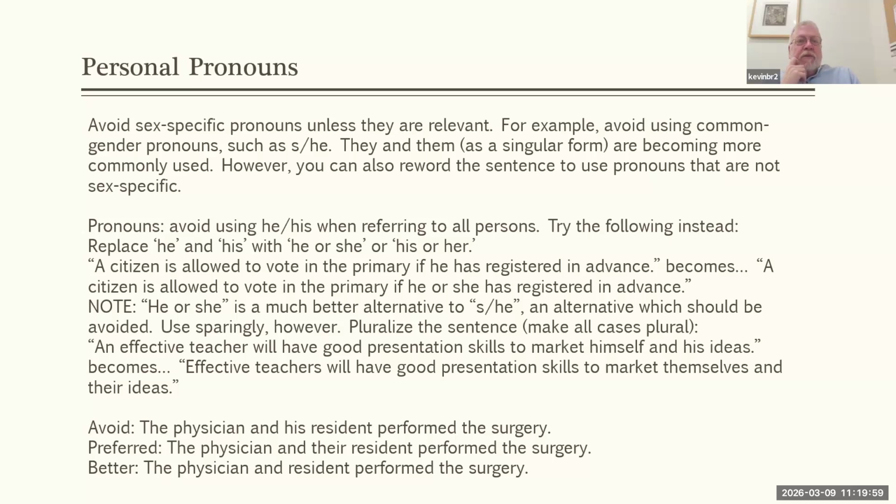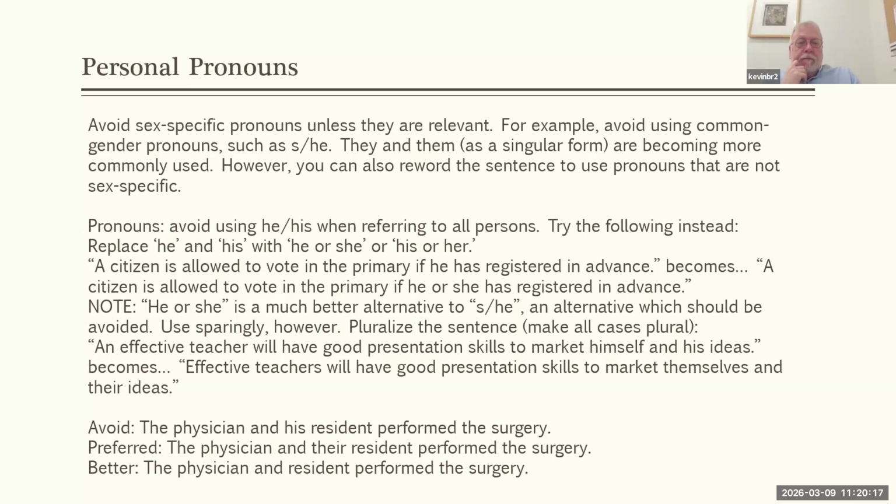Again, avoid using common gender pronouns such as she, he. They and them as a singular form are becoming more commonly used. In fact, I do see that almost universally. You can also reword it to use pronouns that aren't sex specific.